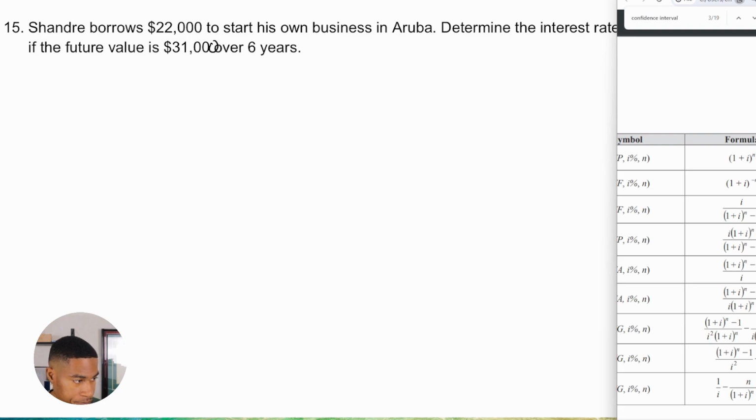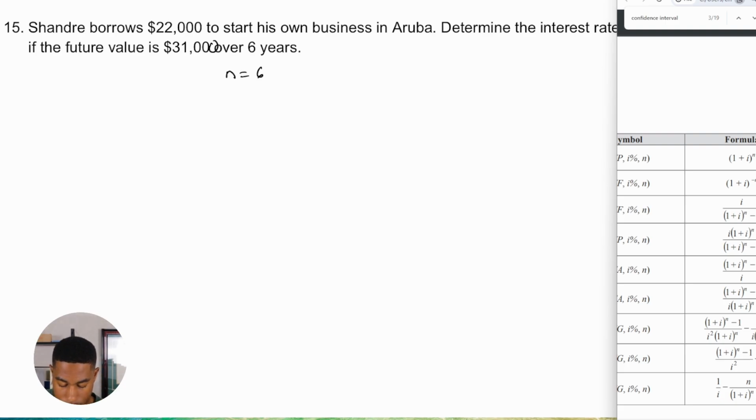Let's take a look at this. So I know that I'm trying to determine the interest rate. I borrow, so I have the present and I'm trying to get to the future, and I'm trying to determine the interest rate over 6 years. So I know my n is equal to 6.